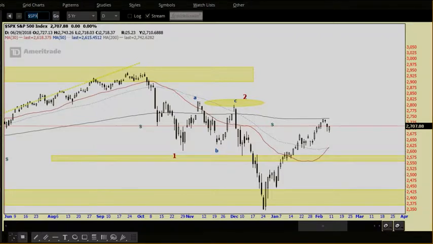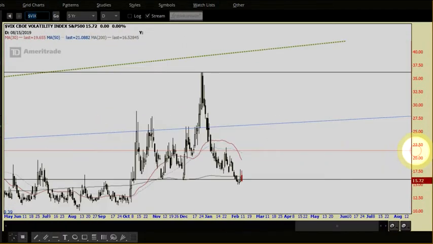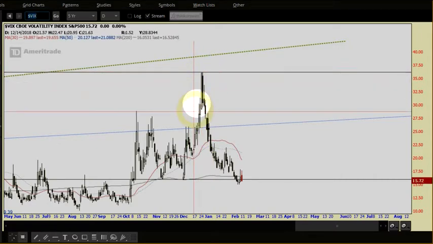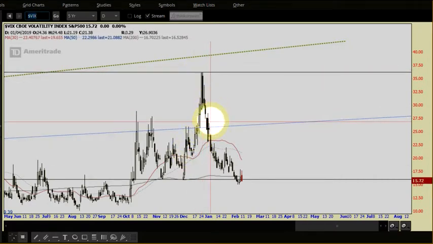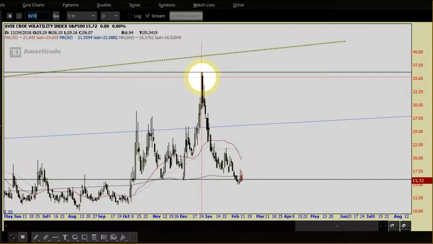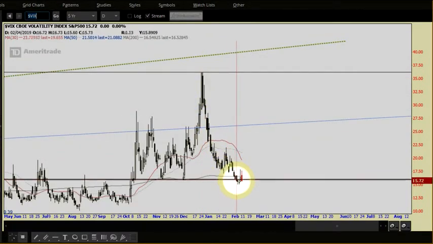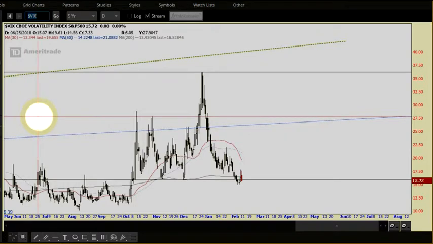Let's look at volatility. We haven't looked at volatility in a while. So volatility has been crushed here after this spike up in volatility. I mean, if you were selling volatility, man, you did pretty well. Down by 50% or more.